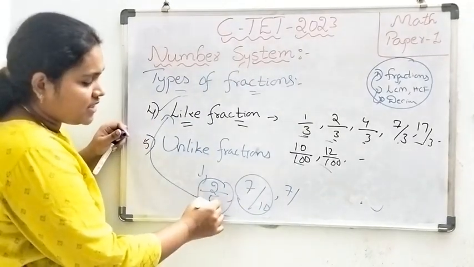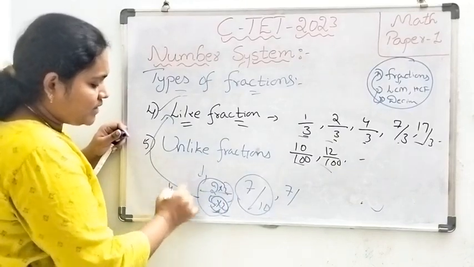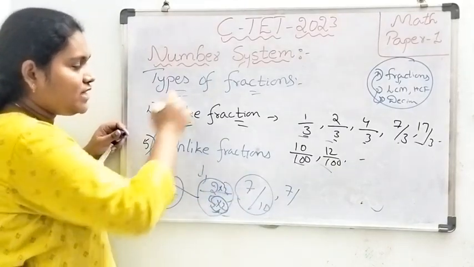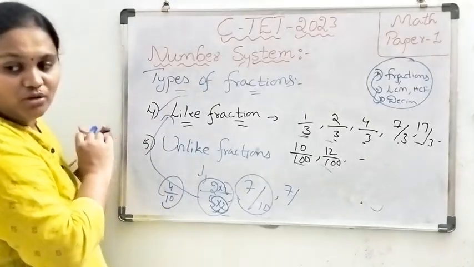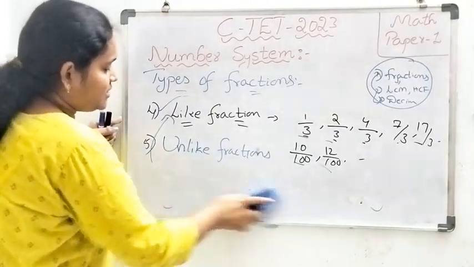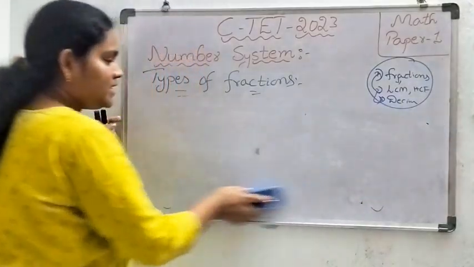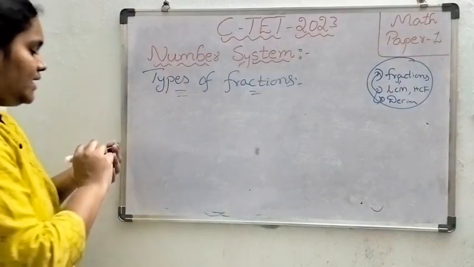Like 2 by 5 is there. If you multiply by 2, then the denominator is 10. So 4 by 10. So 4 by 10 and 7 by 10 we can identify as like fractions. If the denominators allow, we can convert into like fractions. So proper, improper, mixed, like, unlike.